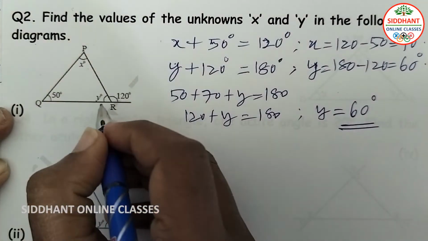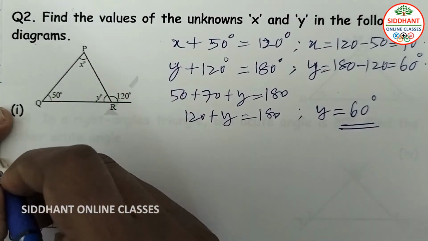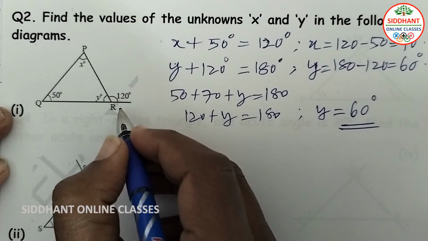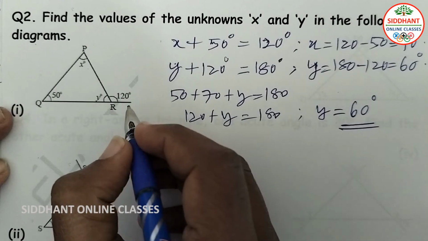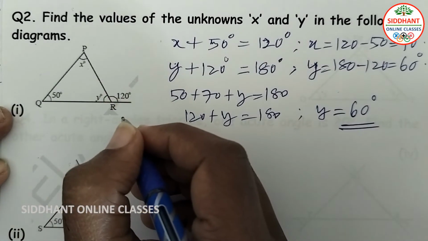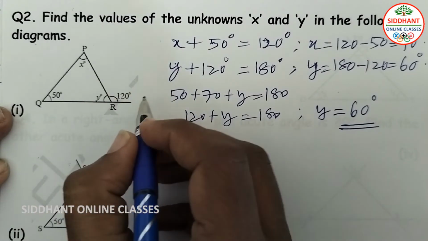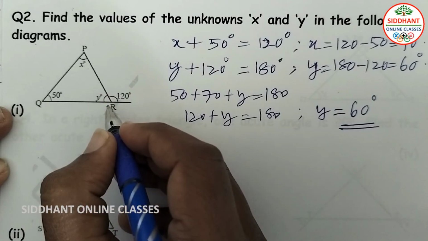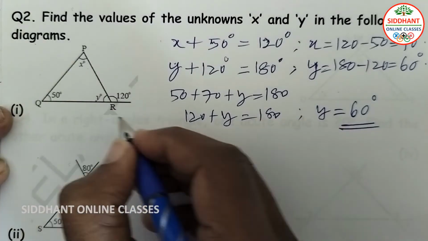The concept is the exterior angle is equal to the sum of opposite angles, and also we can keep the other condition like linear pair is equal to 180 degrees, and also we know that the sum of angles in a triangle is equal to 180 degrees. So all these theorems we can apply here and find out the x and y value. In any method you can find out the angles.